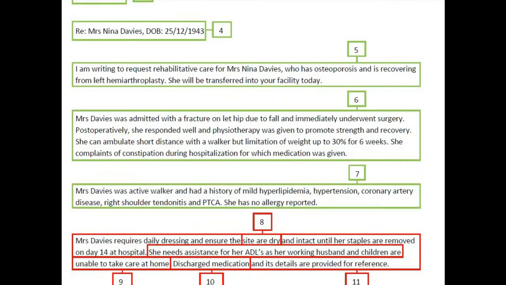Moving to the introduction paragraph: "I am writing to request rehabilitative care for Miss Nina Davis who has osteoporosis and is recovering from left hemiarthroplasty. She will be transferred into your facility today."